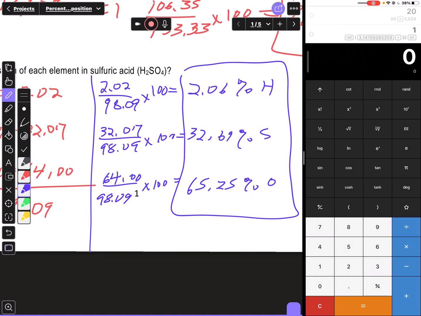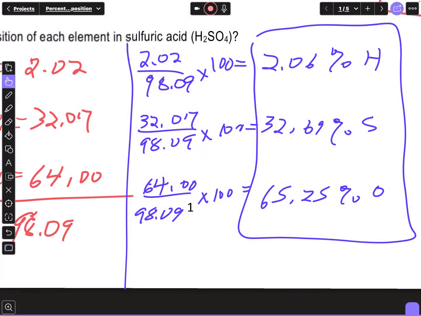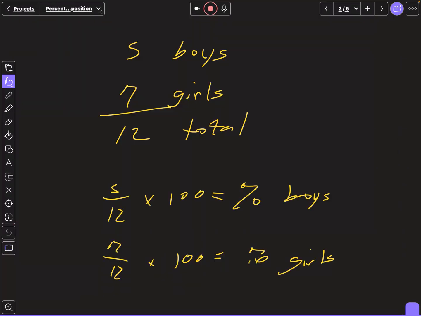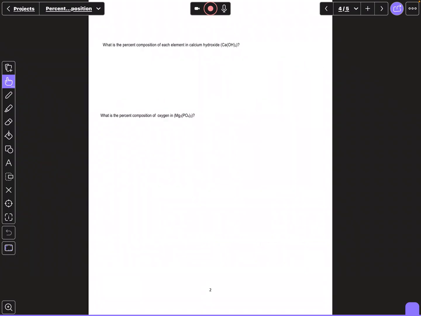I'm going to add those up to see if they equal 100 to check my work. 2.06 plus 32.69 plus 65.25. That equals exactly 100. So these answers more likely would be correct. Like I said, if you got something like 99.5, 99.6, or 100.5, that would be close enough. You just rounded a little differently than I did. Then you look at the next page, the next problem.